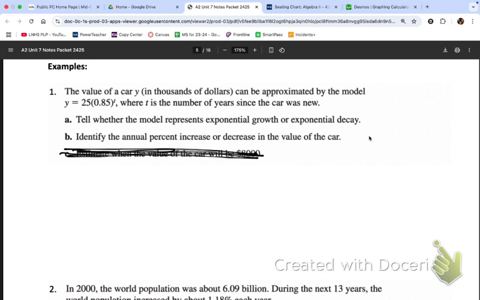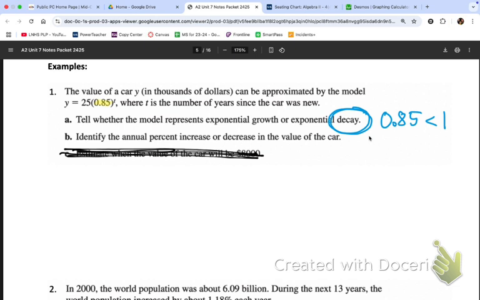Okay, the value of a car in thousands of dollars can be approximated by that equation where T is the number of years since the car was new. Tell whether the model represents exponential growth or exponential decay. You have to look at the base. You are not dealing with the base of E, so decide: is my base greater than 1 or less than 1? Less than 1, so it's exponential decay because 0.85 is less than 1.